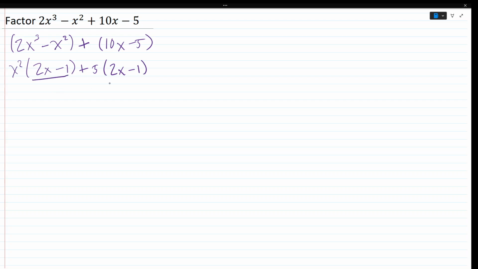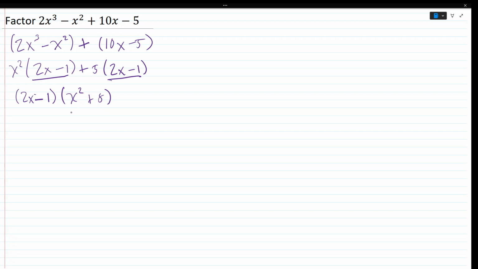Now, when you have the same thing inside both sets of parentheses, that's the indication that you are doing this correctly. So what we could do now from these two terms, they have a common binomial factor of 2x minus 1, so we could factor that out. And from the first term, if we factor out that 2x minus 1, we still have that x squared. And from the second term, we still have that plus 5.